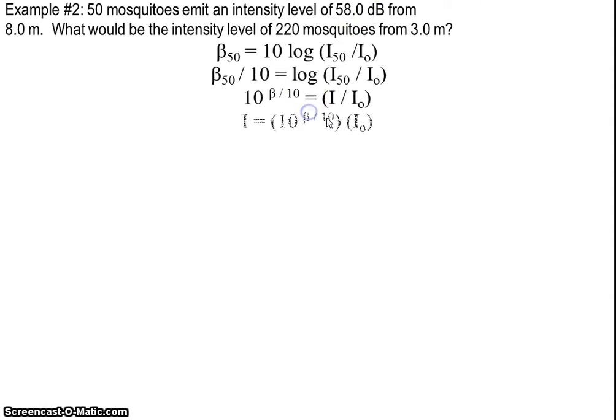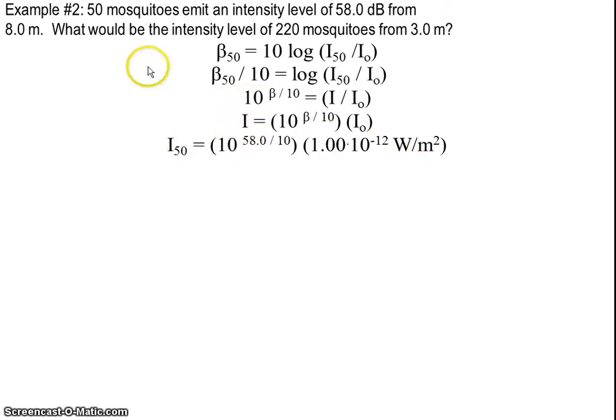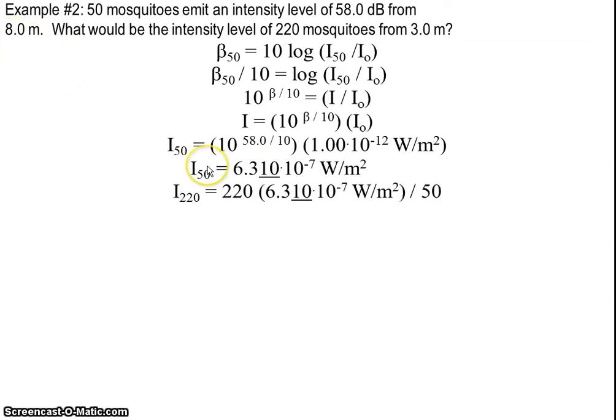So the first thing, again, I need to take my intensity level and convert it to intensity. You can start with this equation right here. Again, this is the intensity of 50 mosquitoes that are 8 meters away. So I need to find the intensity of 220 mosquitoes that are 8 meters away, and then get my distance as well. So this goes from 50 to 220.